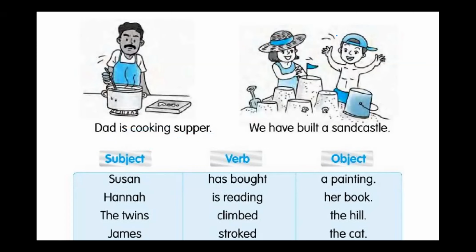Now next, we have built a sand castle. So here, what is the subject? We is the subject, have built is the verb, and sandcastle is the object. Very good. What is have, beta? Have, has, am, is, are are helping verbs. ये सारे helping verbs हैं. ये हम भूलना नहीं चाहिए.